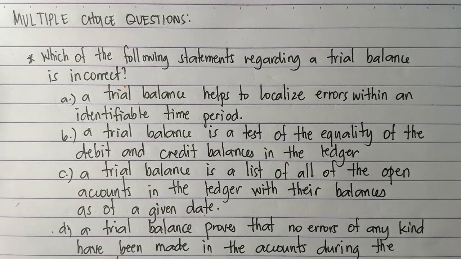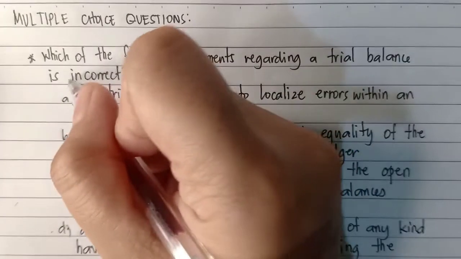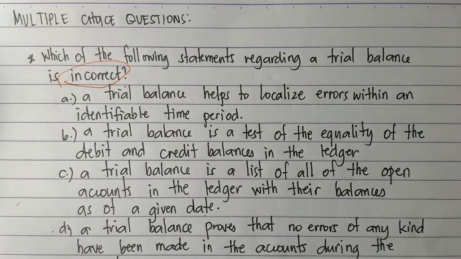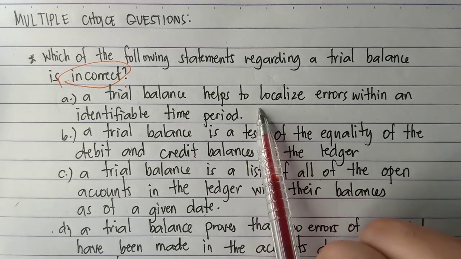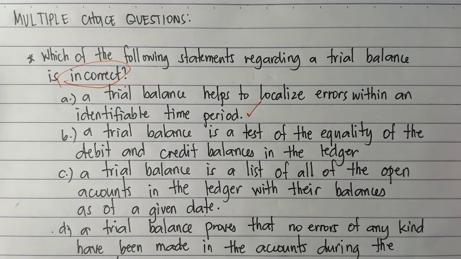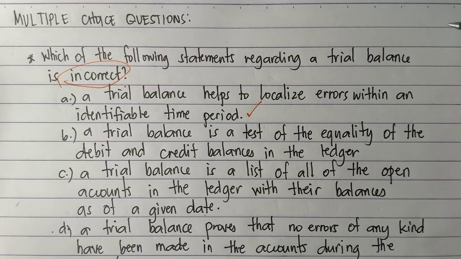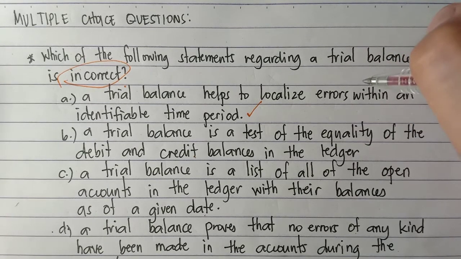Okay, so now let's answer the question. All of the following statements are regarding the trial balance. We will find now which is the incorrect one. Letter A, a trial balance helps to localize errors with an identifiable time period. Yes, it's because the trial balance will tell us whether the debit or the credit is equal or not. And it also localizes those errors within the identifiable time period.